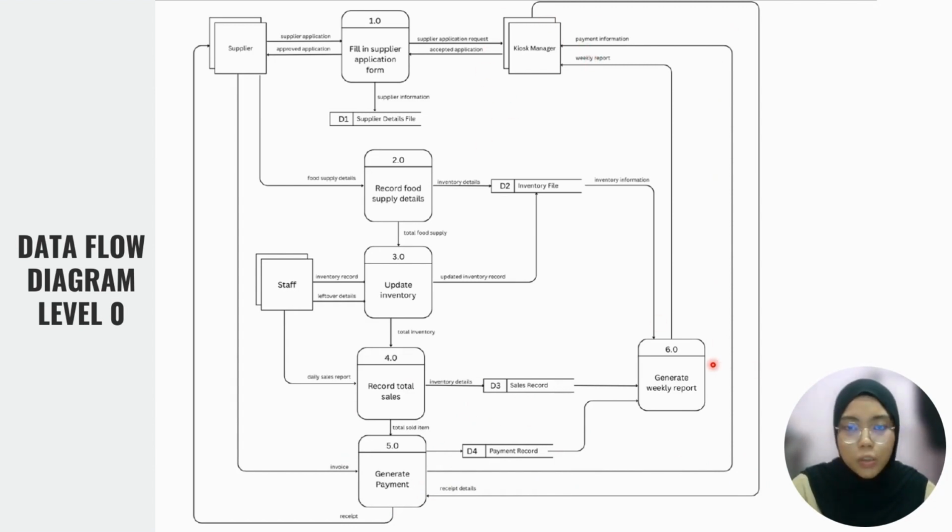The sixth process for this diagram is 6.0, which is generate weekly report. In this process, it has 3 inputs and 1 output. The first input that it will receive is from the second data store, inventory file, which is inventory information. The second input that it will receive is from the third data store, sales record. And the third input that it will receive is from the fourth data store, which is payment record. The output from this process is a weekly report for the kiosk manager.